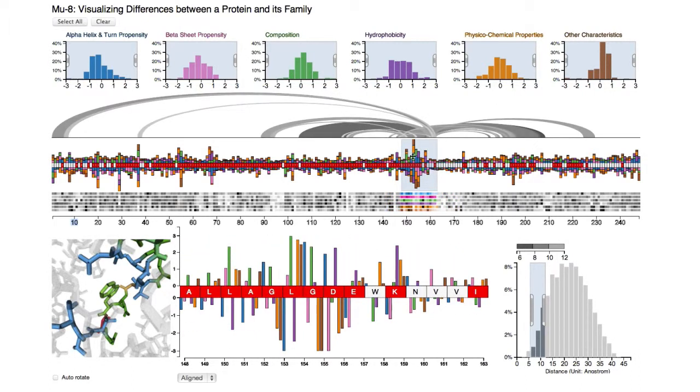The data used in this video shows the mutated dysfunctional protein D-TIM and the differences to SC-TIM and its family. Using Mu-8, we can see that several regions are quite different from the family, especially the amino acids at positions 150 to 156, shown here.